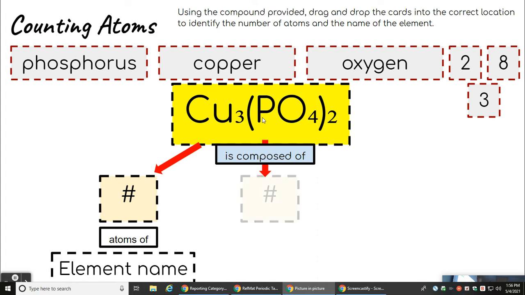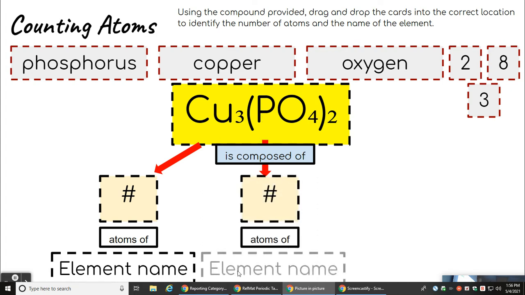Going to our next element, we're going to look at phosphorus. So that's our element name. We can drag it there. Now, since phosphorus is in parentheses, you have to take the subscript outside the parentheses, if there is one, and multiply it by the subscripts that are inside the parentheses.